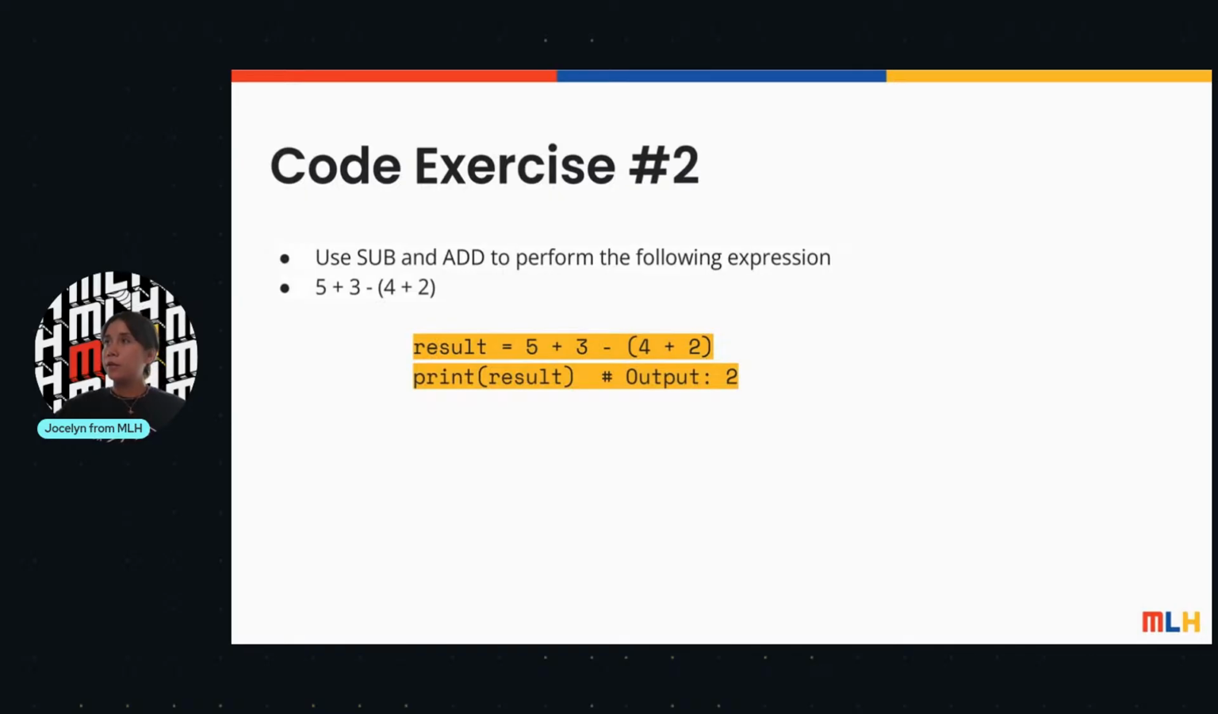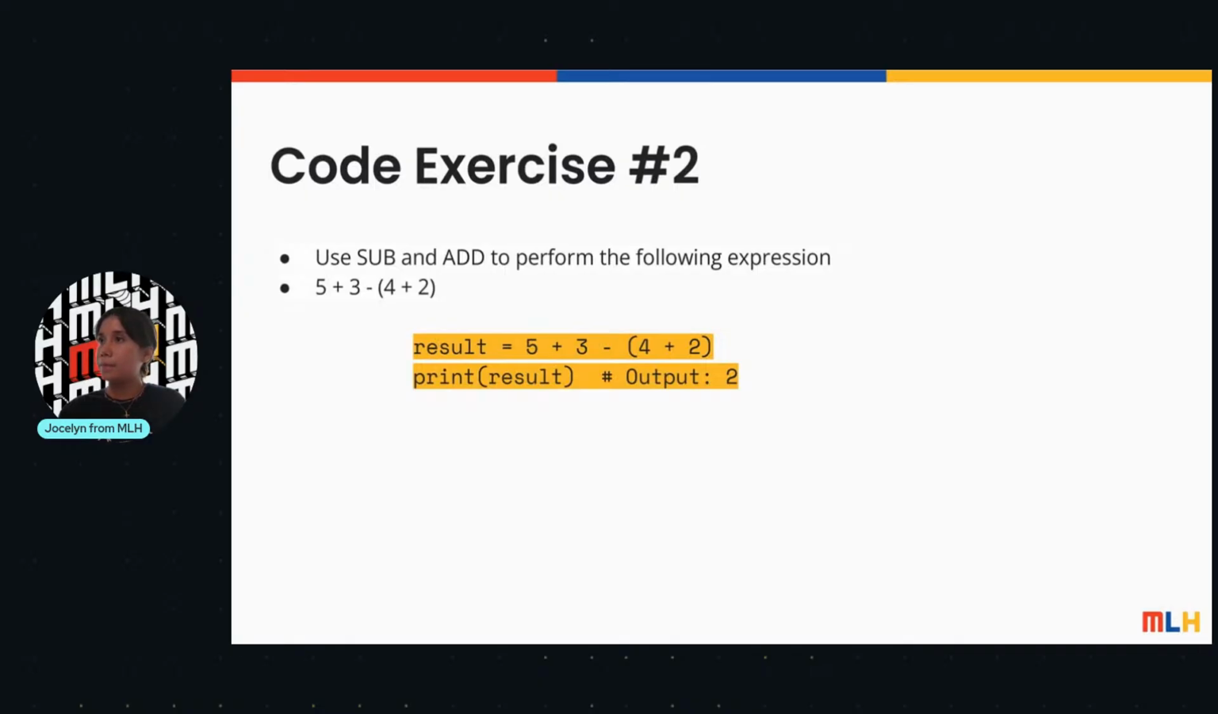So for the second coding exercise, we'll be using a combination of two instructions. We'll be using sub and add to perform the following expression: 5 plus 3 minus 4 plus 2. This is how you would do it in Python: you have your result and then you print that result. We're going to be coding this up in assembly language, going step by step using these instructions that I have over here.